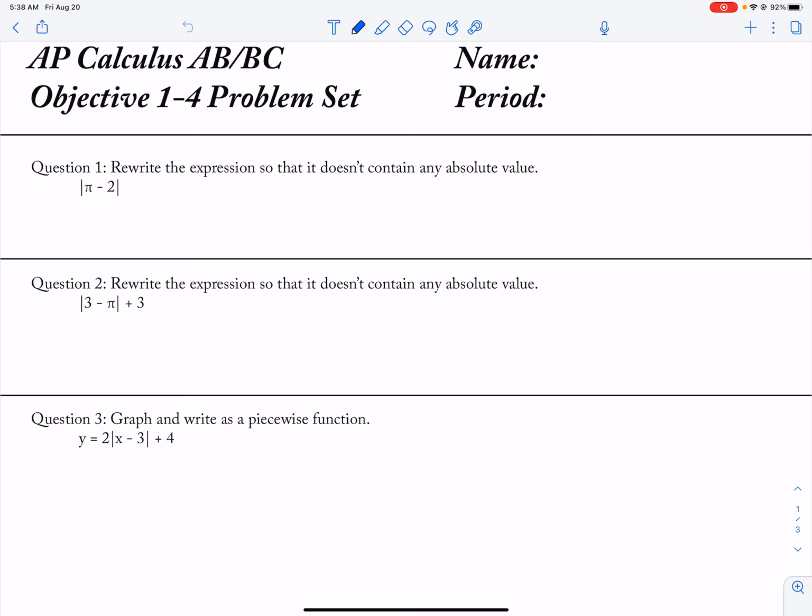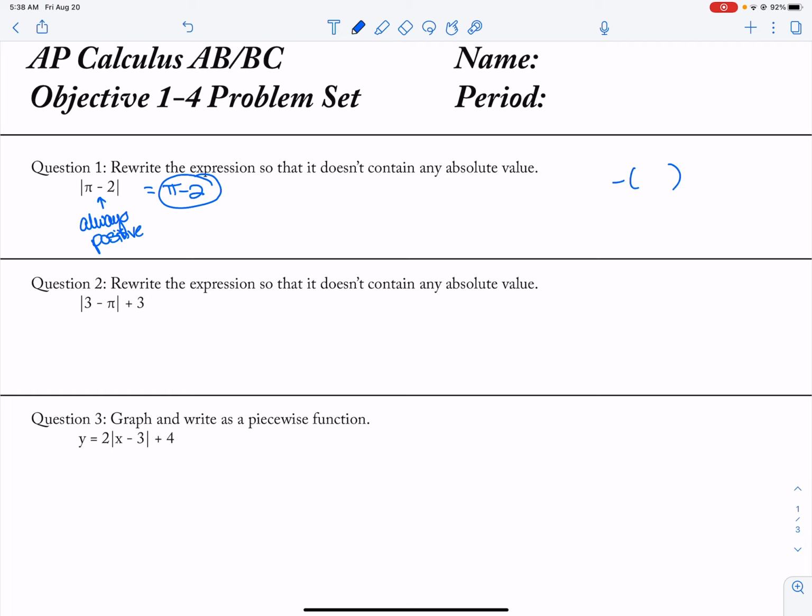So is pi minus 2 always positive or always negative? Well, it is always positive because 3.14159 minus 2 gives me a positive number. So all I get is pi minus 2. Now, if I were to get an always negative number, I would have had to take what's inside the absolute value and multiply by -1. That's how I rewrite this without absolute value.